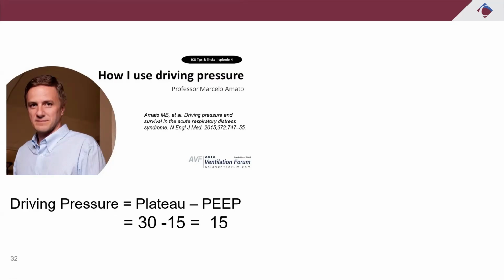And again, your driving pressure is your plateau minus your PEEP. So if you have a plateau of 30 and your PEEP's at 15, you're at 15. And again, he says anything less than 15 is being lung protective.